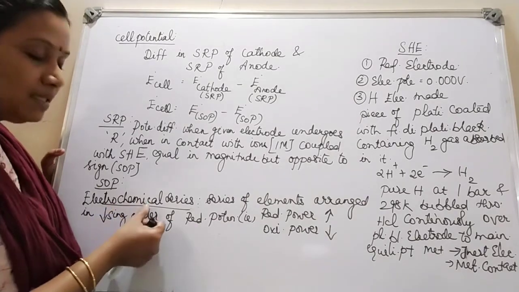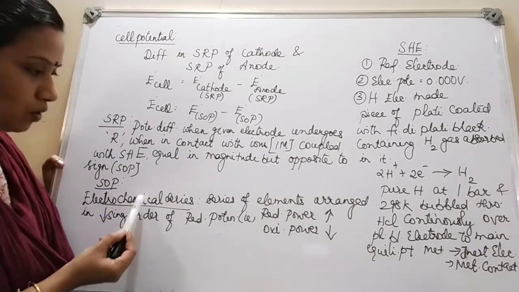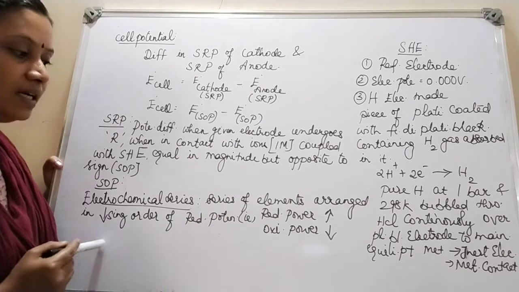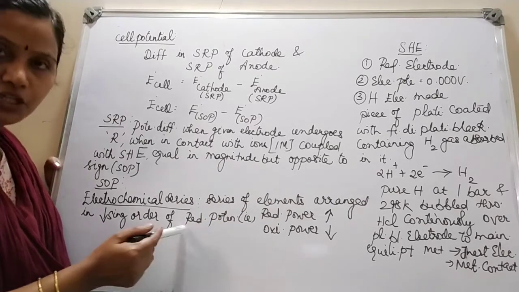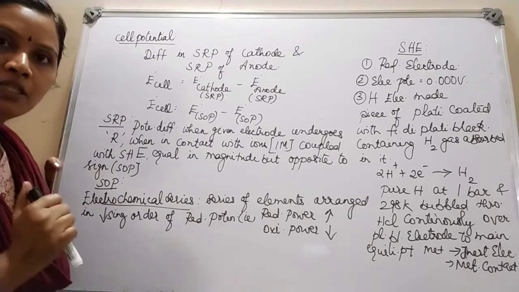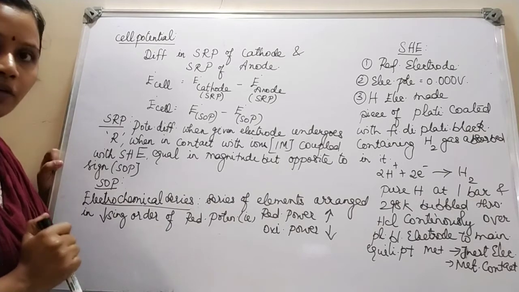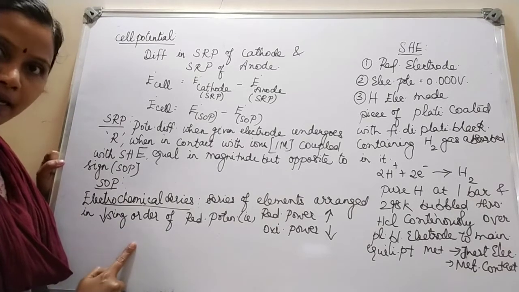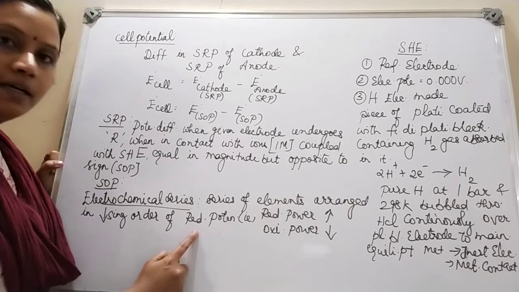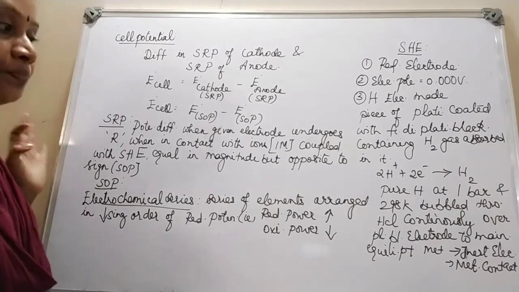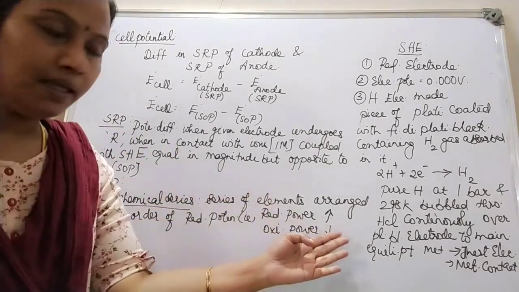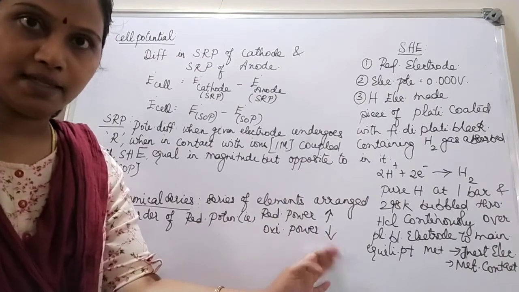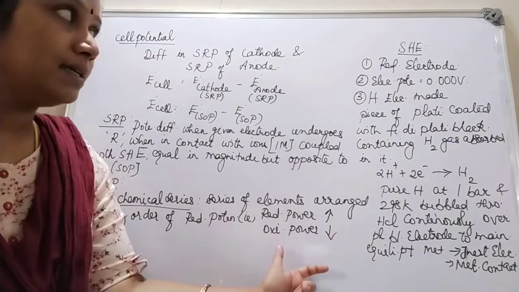Now what is electrochemical series? Electrochemical series is defined as a series of elements which are arranged in decreasing order of reduction potential. That is, the reducing power should be increasing and the oxidizing power should be decreasing. This is called the electrochemical series.